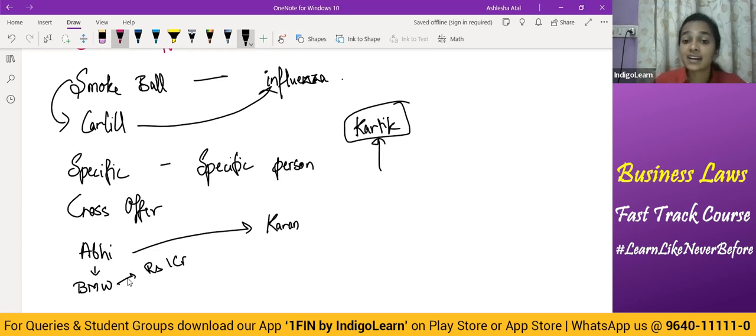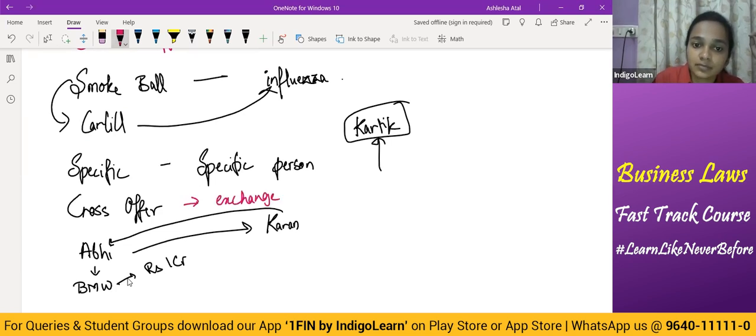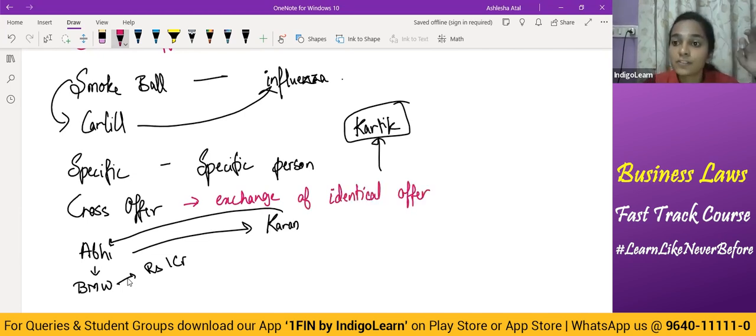Whereas Karan also wants to purchase a BMW, and he writes a letter to Abhi that I want to purchase your BMW for ₹1 crore. However, Abhi and Karan both do not know that the other person has made such an offer to them. So cross offer is nothing but exchange of identical offers. Cross offer is exchange of identical offers in ignorance of each other's offers.